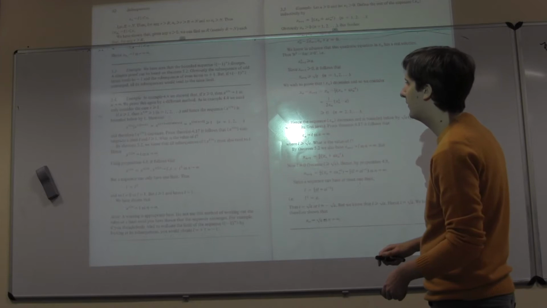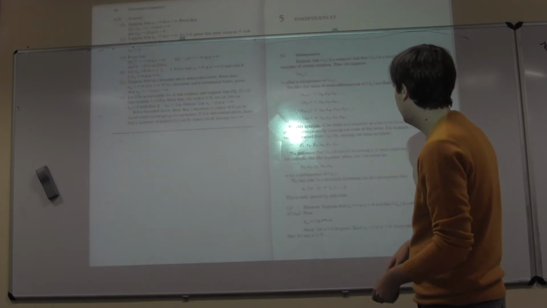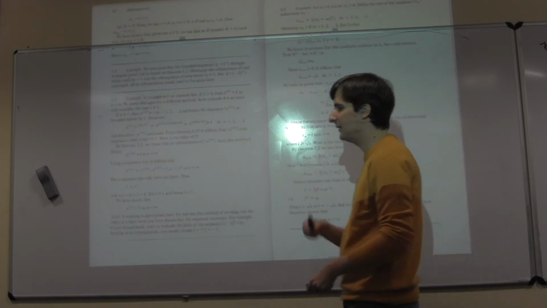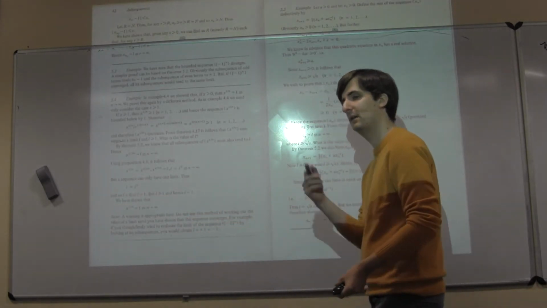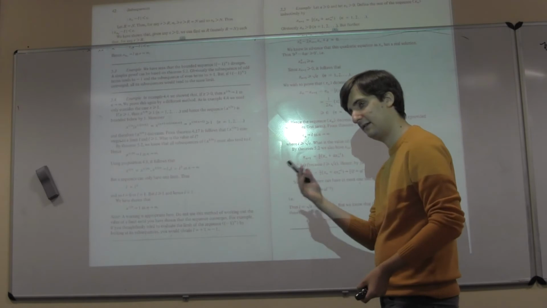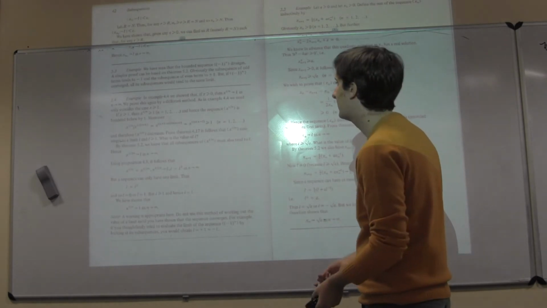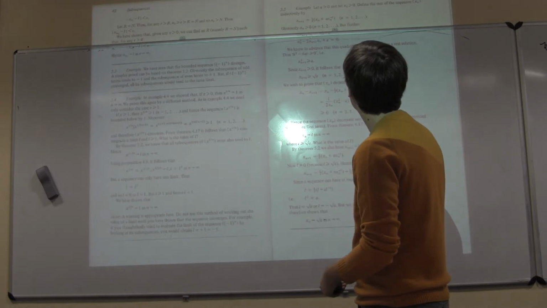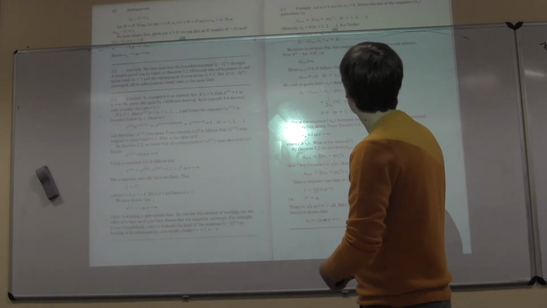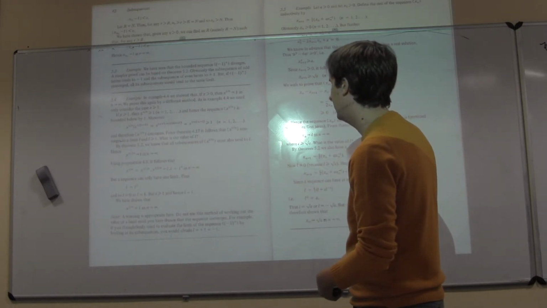So this can be useful because sometimes a sequence will look very messy, but if we take a subsequence of that sequence, we'll end up with something that's a lot easier to prove that it converges. Can we do any of these examples?